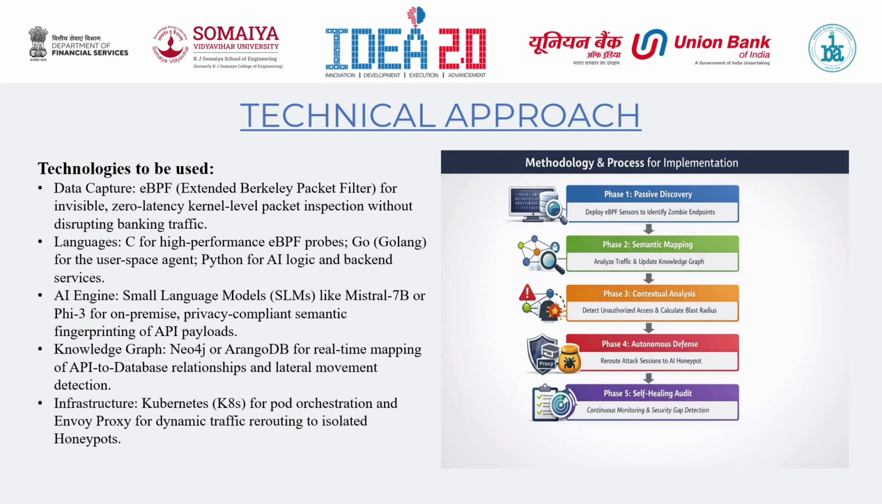Our implementation works in five simple phases. First, we discover all the APIs, including hidden or forgotten ones. Second, we understand what each API is doing and how it is connected. Third, we analyze behavior and traffic context. Fourth, we trigger smart defense actions with threat awareness. And finally, we keep updating the map automatically so that the system stays accurate over time. So overall, SentinelGraph is not just detection, it is continuous discovery, understanding, defense and self-updating security.